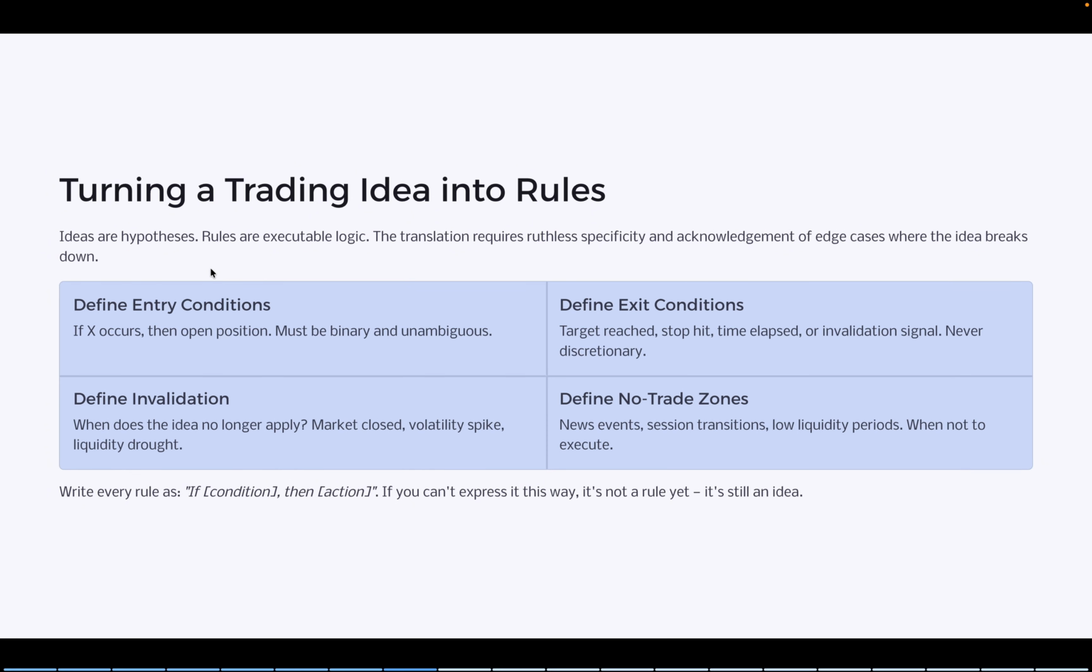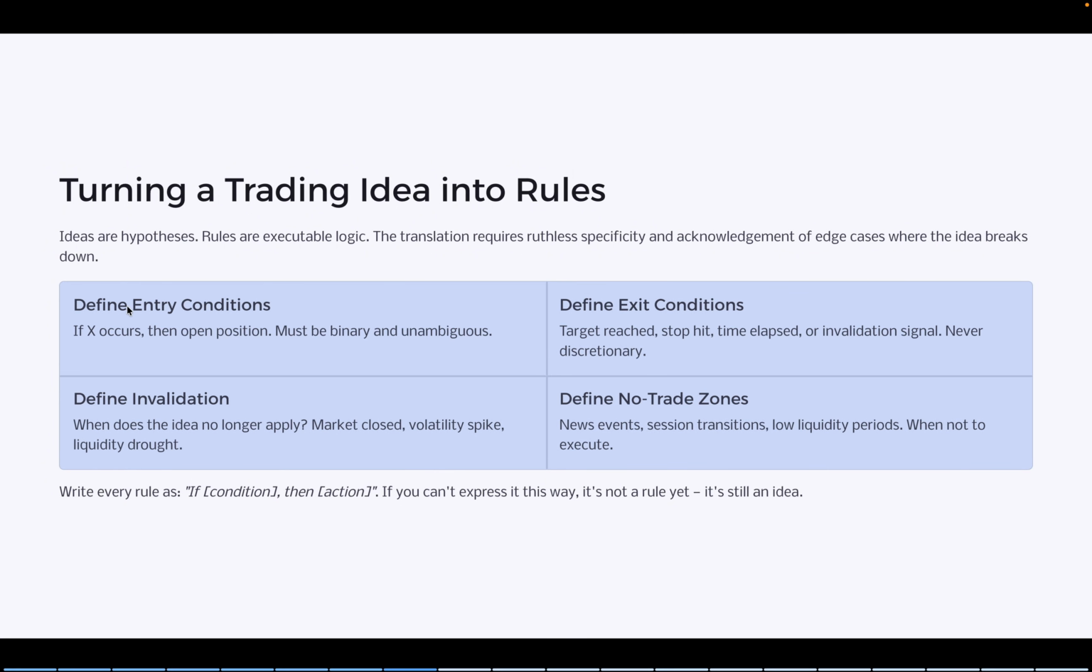Even at, for example, Nexus Ledger, which is my company, we do trading solutions for our clients. A lot of clients would come in wanting to make a trading algorithm, but they don't define their rules very clearly, right? So you need to define your ideas into rules, because rules are the things that make it executable. And the translation requires ruthless specificity and acknowledgement of edge cases where the idea breaks down.